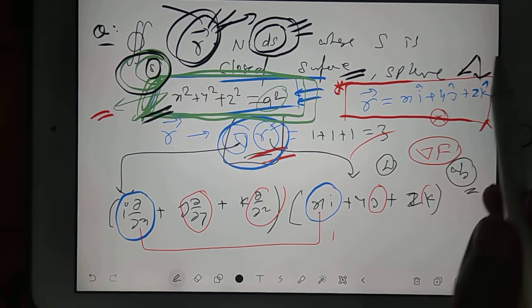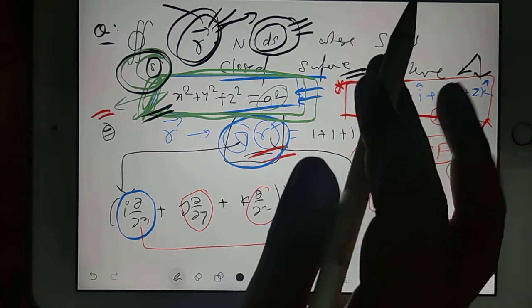Okay guys, so we are remaining with Green's theorem, Stokes theorem. So these two we'll do in next class. We'll stop today.